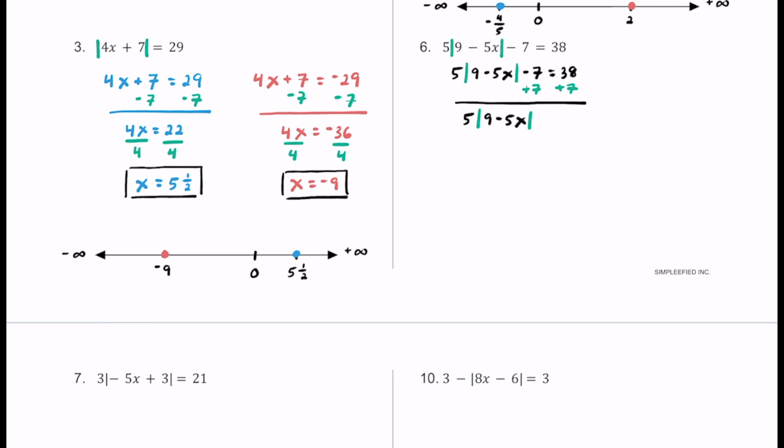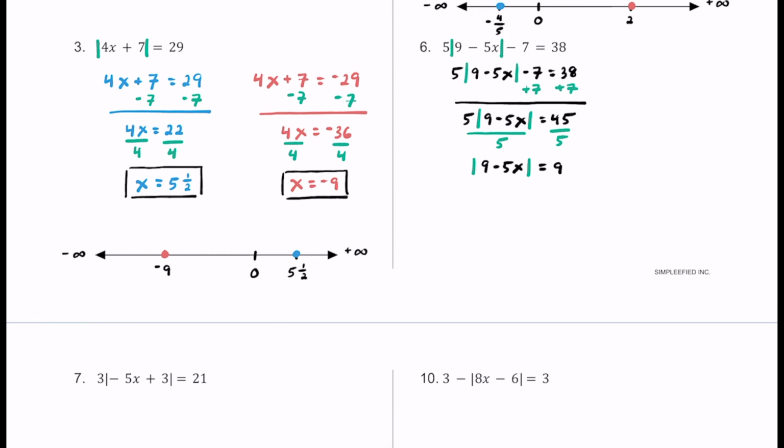And then on the right side of the equation, 38 plus 7, that's going to equal 45. Now to get rid of this 5 we have in front, what we can do is divide the left side of the equation by 5, and then divide the right side of the equation by 5 too. So these two 5s will cancel out on the left side, and we're just going to be left with the absolute value of 9 minus 5x. And that whole thing is going to be equal to whatever 45 divided by 5 is, and that's 9.